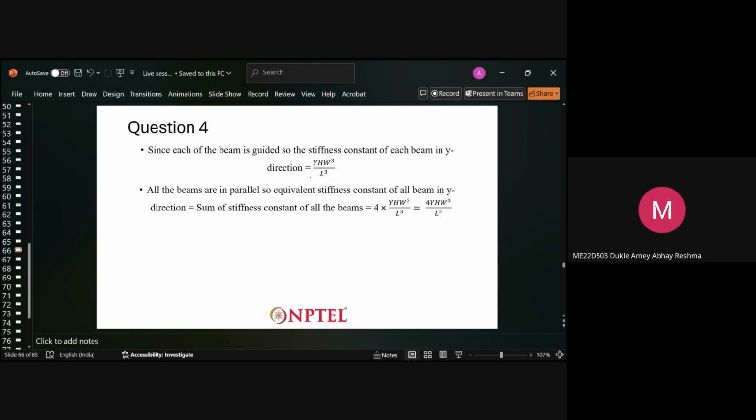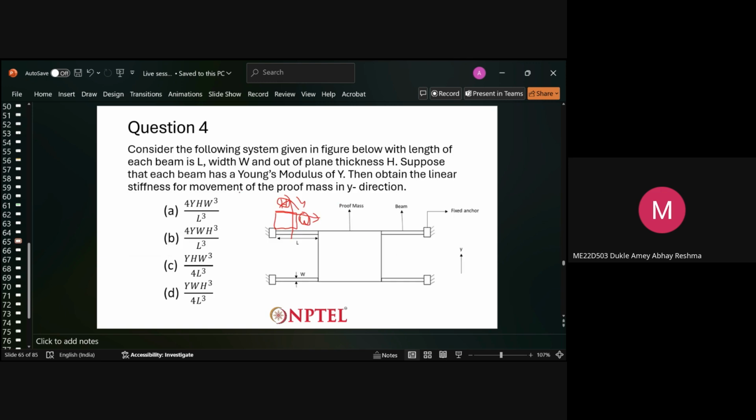You can see the formula here. It is Y W cube into H. Y is the Young's modulus. H is, as I told you, if it is along the y-axis, this is the y-axis, right? This is H and this is W. So when it is along the y-axis, it will be W cube.